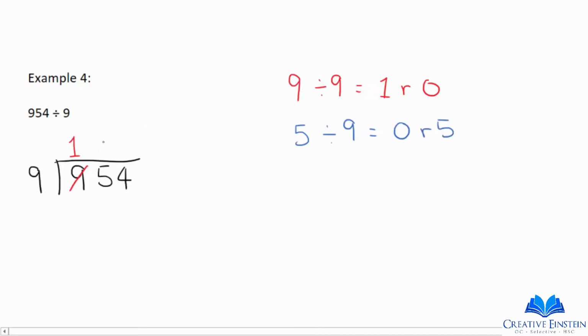This is the part that you need to remember because a lot of my students actually forget that and they just think, okay, I can't do 5, I'm going to move on to 54. So I put the 0 up here, cross out the 5, and I put 5 down here to remind me that the next number I'm using is 54. 54 divided by 9 gives us 6, remainder 0. 6, there is 0 remainder, I can cross that off, and my answer is 106.